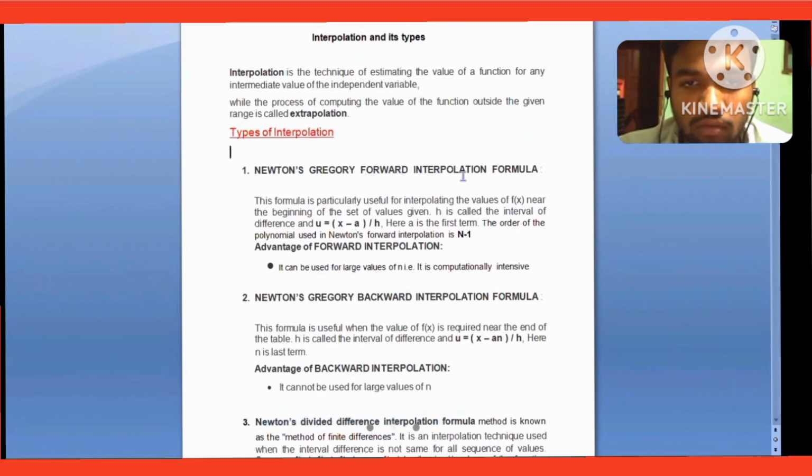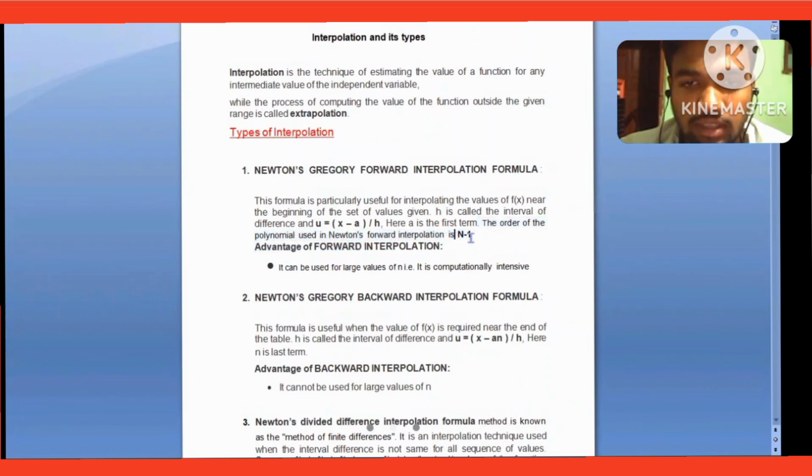Newton-Gregory forward interpolation formula. This formula is particularly used for interpolating the value of f of x near the beginning of the set of values given. h is called the interval of difference and u is equal to (x minus a) divided by h. Here a is the first term. The order of polynomial used in Newton forward interpolation is n minus 1. It is important that the order of polynomial in Newton forward interpolation is n minus 1.